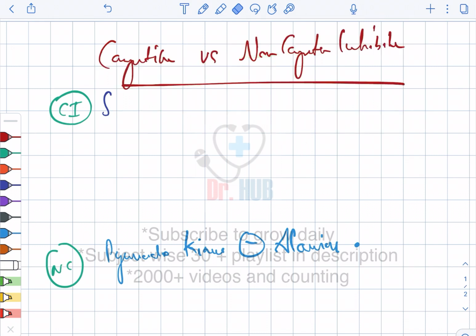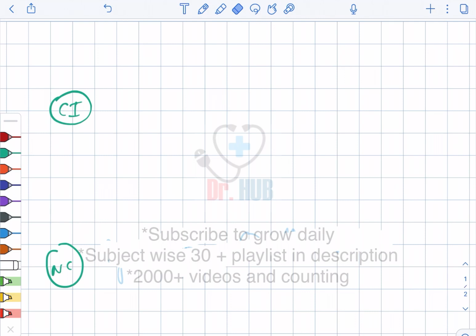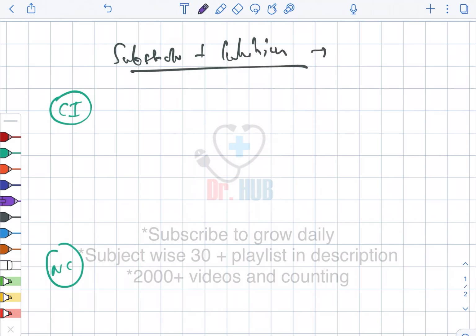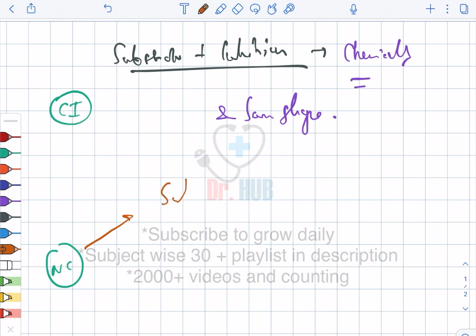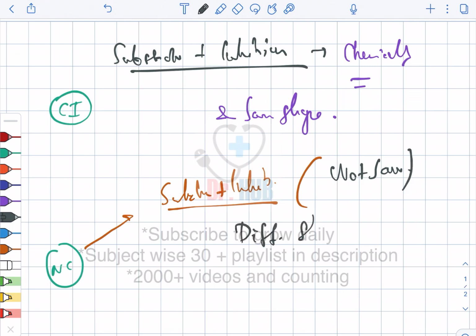Next, in case of the competitive inhibitor, the substrate and the inhibitor, they are chemically similar and have the same shape. Whereas in case of non-competitive inhibitors, the substrate and the inhibitor, they are not the same. They are chemically not similar and they have a different shape.